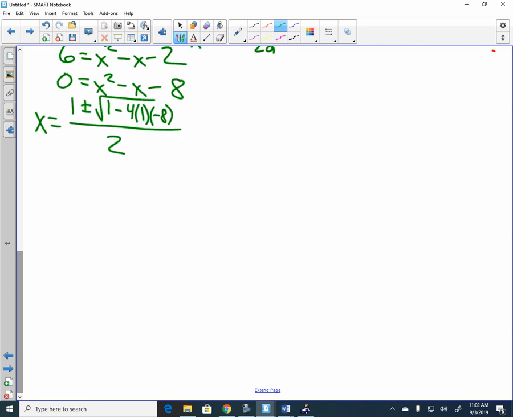1 minus 4 times 1 times negative 8. What do you think? 33. Because we add the opposite and you get 1 plus 32 is 33. That's what Alex was thinking. That's what Miss Caitlin confirmed.